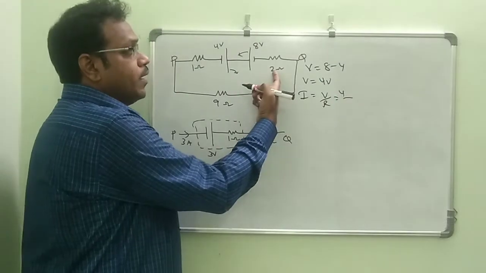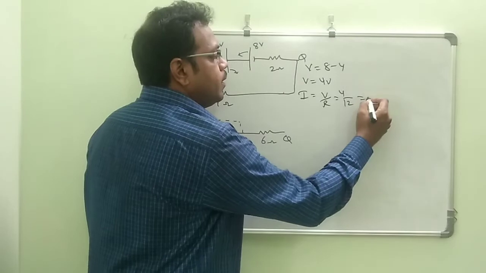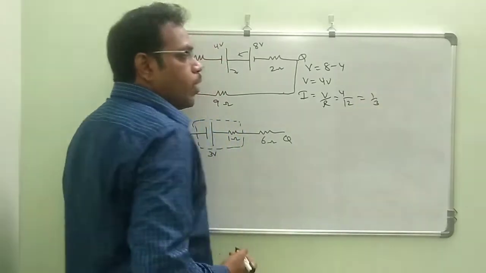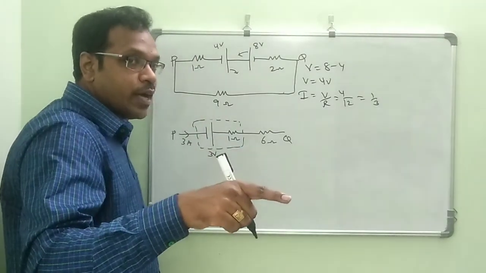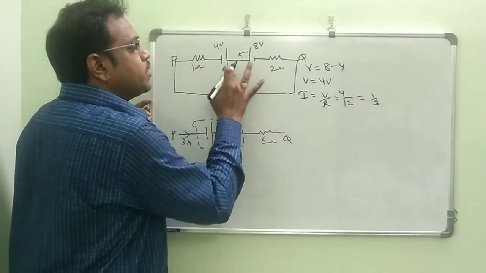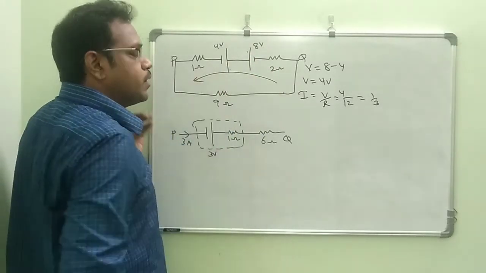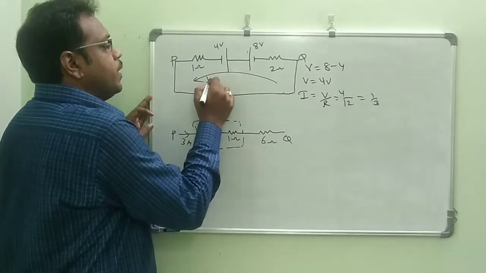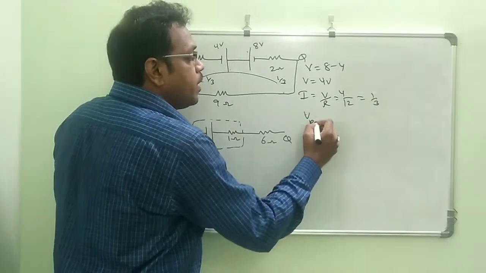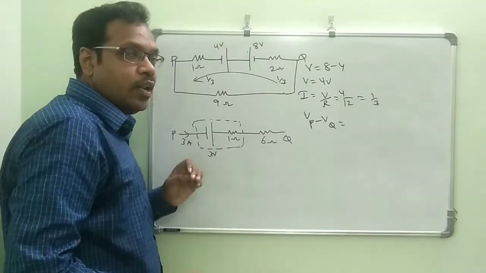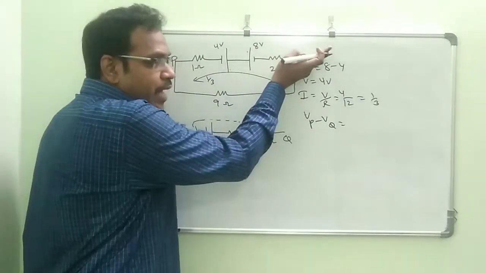What is the total resistance? That is 9, 11 and 12, so 1 by 3 ampere will go in this. In which direction will the 1 by 3 ampere go? Anti-clockwise, because this is the larger voltage. So the current here is 1 by 3, and here also 1 by 3. But we need to find Vp minus Vq, like yesterday's model, last class's model. We need to go in this direction.